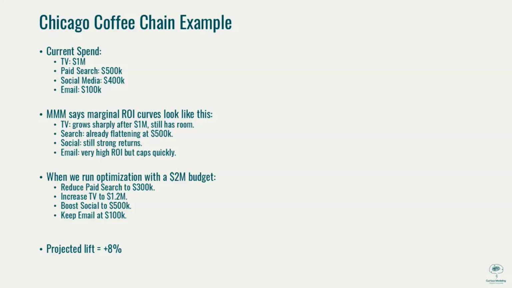Your TV grows sharply after 1 million, so that would suggest you still have room. Your search already flattened at 500, so you might just be holding firm. Social is still getting strong returns, and then email very high ROI but caps quickly. So when we run an optimization with maybe a $2 million budget, the solver might say, reduce paid search to 300, increase TV to 1.2, boost social to 500, and keep email at 100. And then in doing so, our projected sales lift is about plus 8%, give or take, within the same budget.